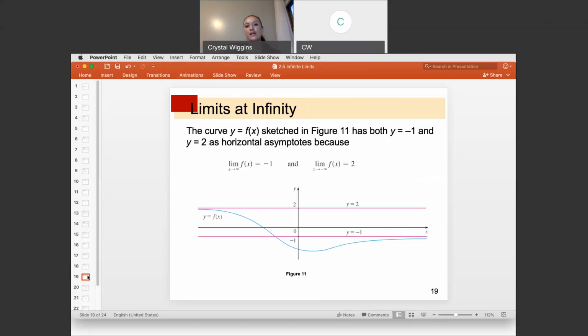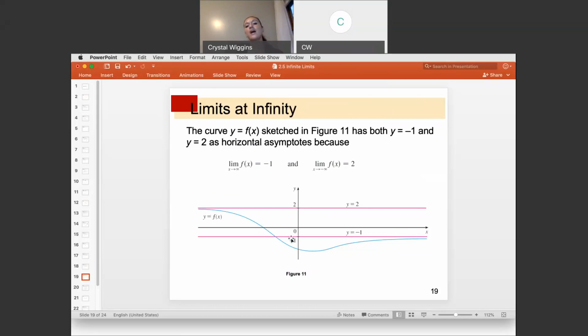The curve y equals f of x that's sketched below has both y equals -1 and y equals 2 horizontal asymptotes, because as we take the limit as x approaches positive infinity, we're approaching a y value of -1. And as we go in the opposite direction and take the limit as x approaches negative infinity, we are approaching a y value of 2.